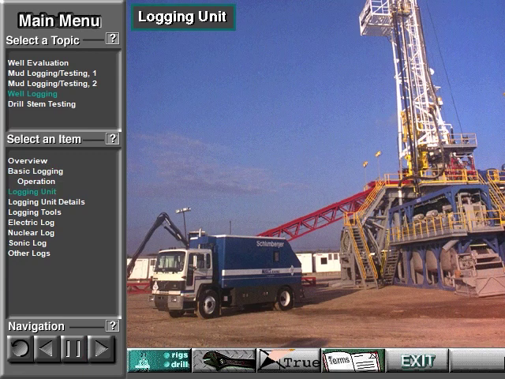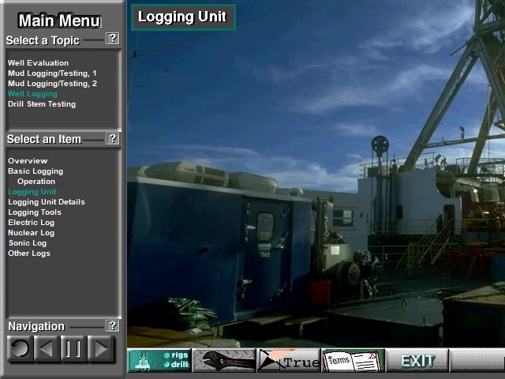Here's a logging truck. It contains the computers, the wireline on a reel, and the controls that make the logging operation work. Offshore, instead of a truck, the equipment is installed in a small house, a logging unit.